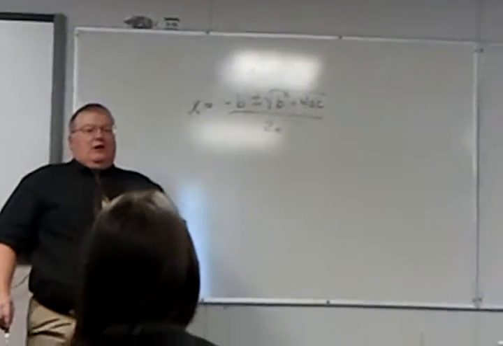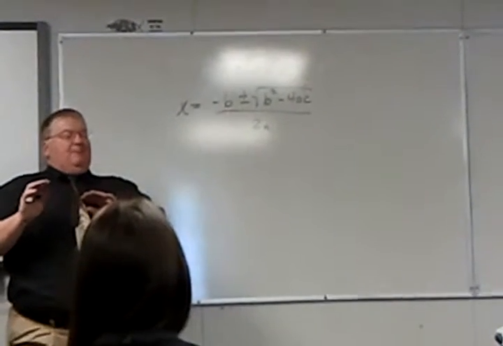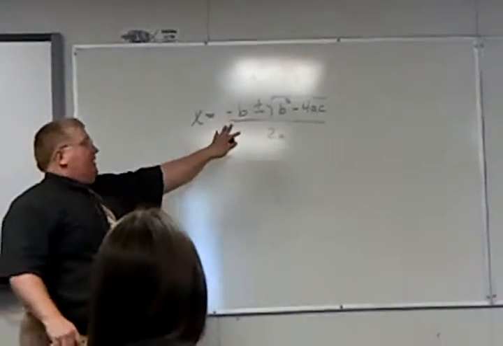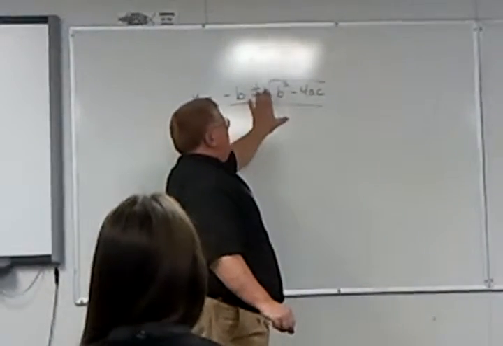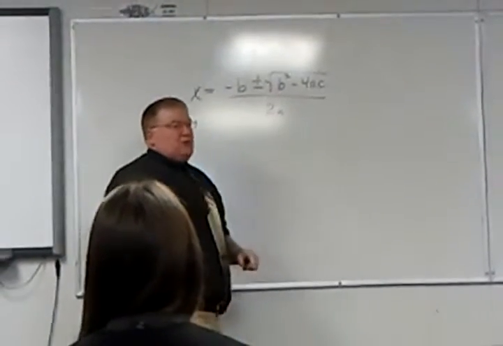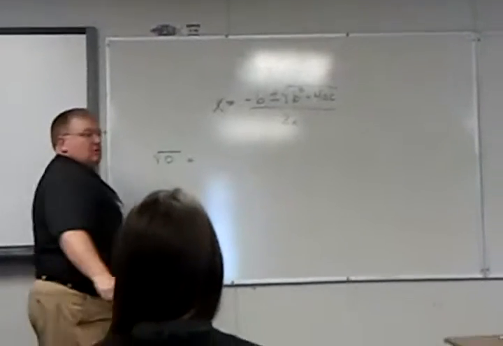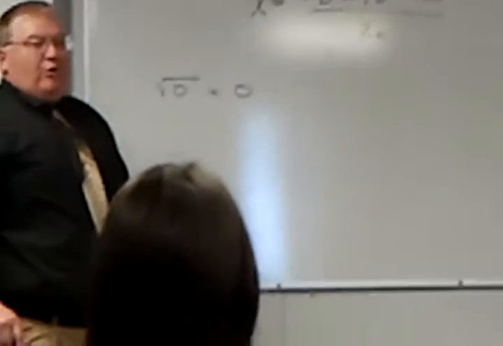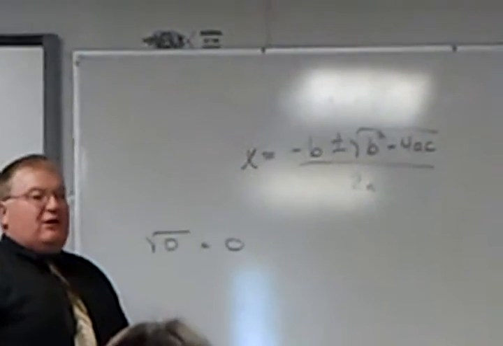Now, I just need you to understand a couple things here. First of all, if I have a number underneath that square root, forget everything else right now. Mentally cover this up, and we're only dealing with the square root. What is the square root of 0? It is 0. The square root of 0 is 0.